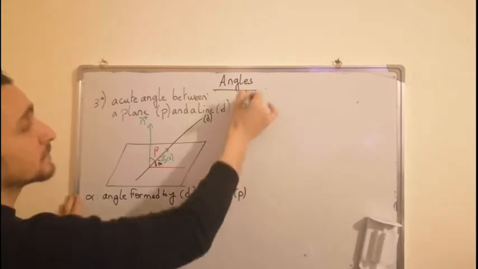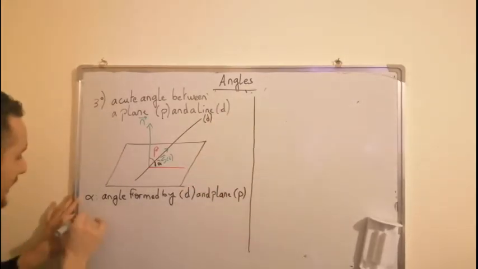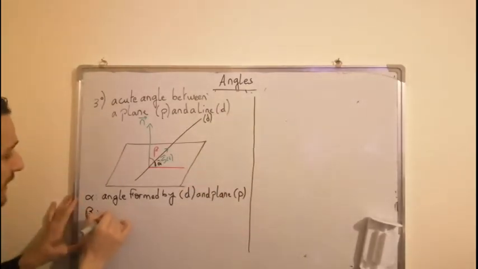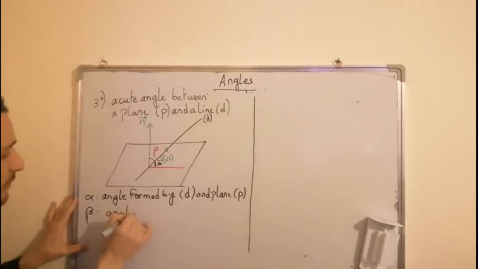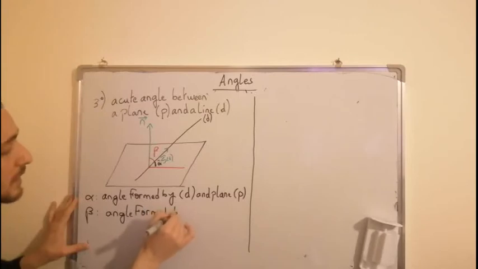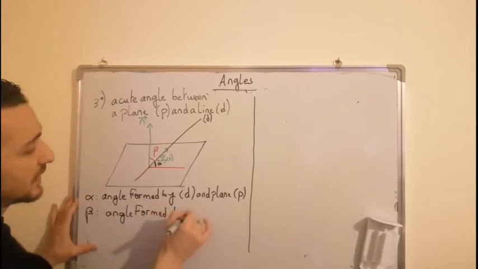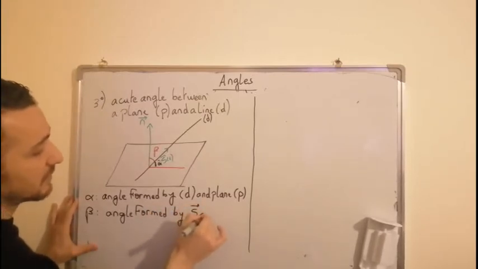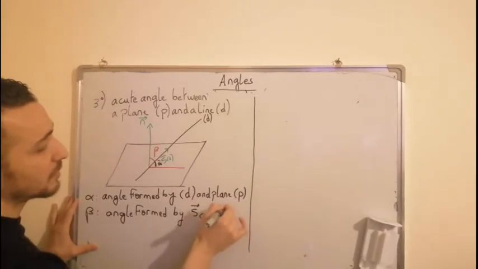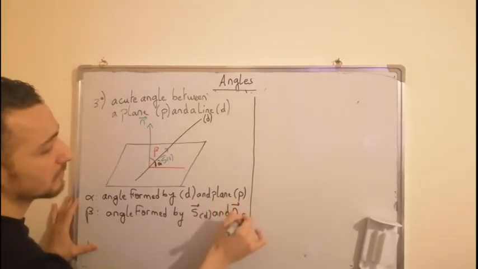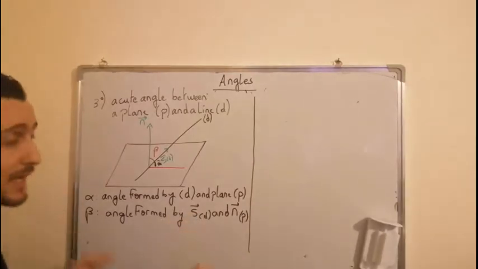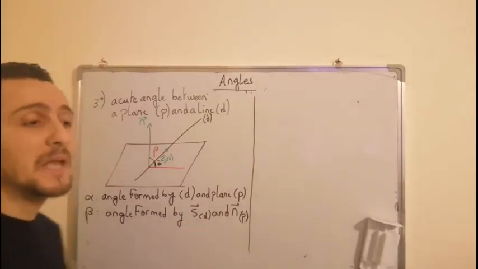Okay? And beta is the angle formed by the direction vector and the normal vector. The directing vector of the line and the normal vector of the plane.